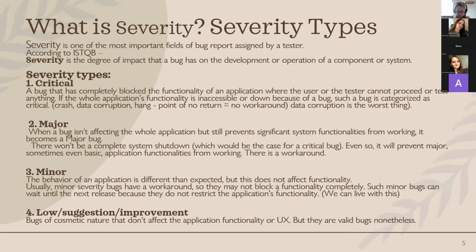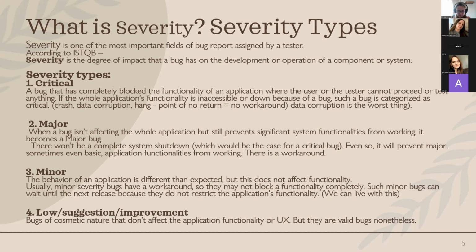Let's go further. What is severity? Severity is one of the most important fields of a bug report assigned by a tester. According to ISTQB, severity is the degree of impact that a bug has on the development or operation of a component or a system. In other words, severity shows how bad it will be for the application if this bug appears. Also, it is important how often users are experiencing it. We will look further into it in the examples.